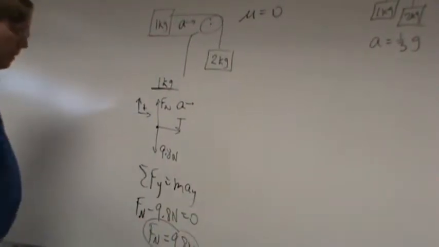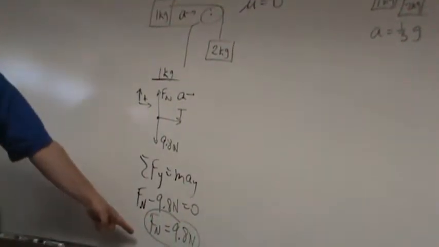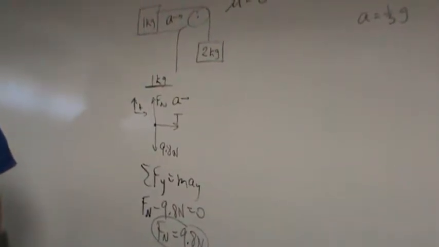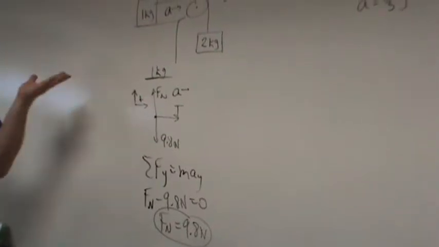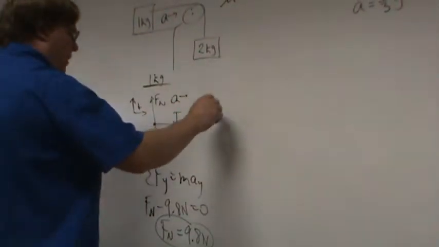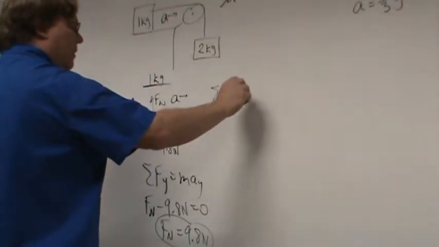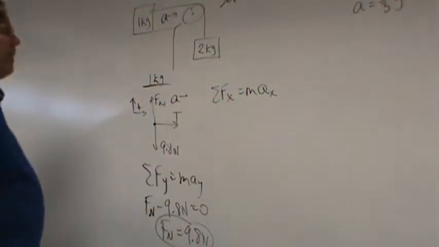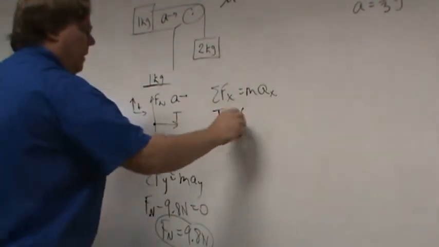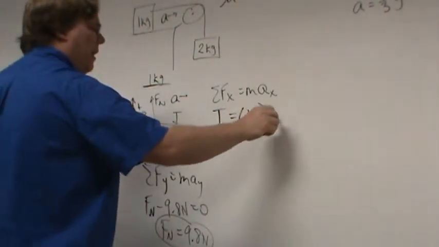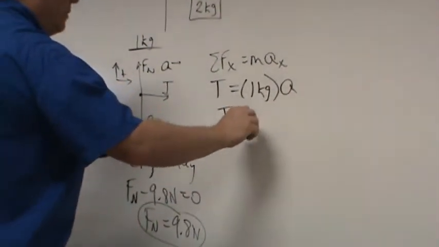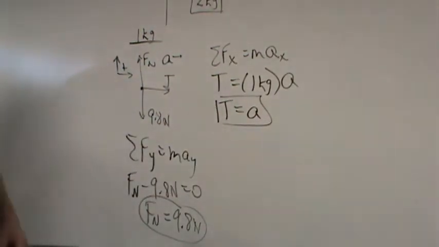Yay. By the way, why do I not need what the normal force is? Why do I not care what the normal force is in this problem? There's no friction. Thank you, because there's no friction. So there's no mu sub k F sub N or mu sub s F sub N. Okay, let's do sum of the forces in the x direction equals m a x. The only force I have happening in the x direction is tension. The mass is 1 kilogram times the acceleration. And there it is, T equals 1a.